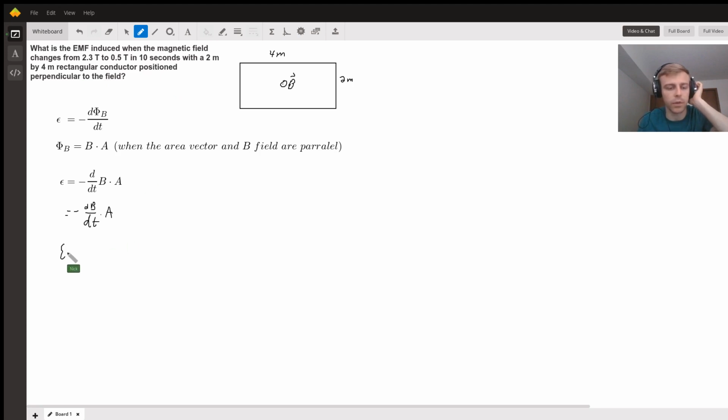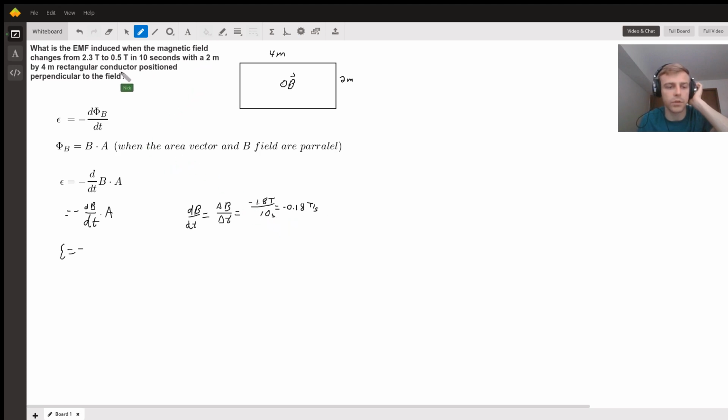So if we go ahead and plug in values here, dB/dt is the rate of change of B. If we know that it has decreased by, it would be dB/dt is equal to the change in B divided by the change in t, assuming it's happening at a constant rate, which is negative 1.8 divided by 10, which would be negative 0.18. And that would be in teslas per second.